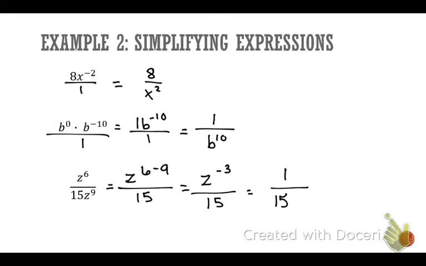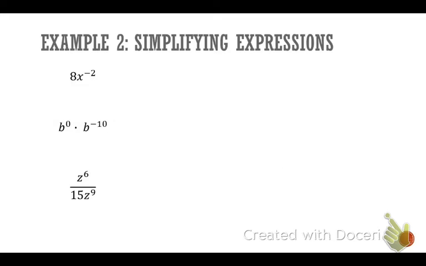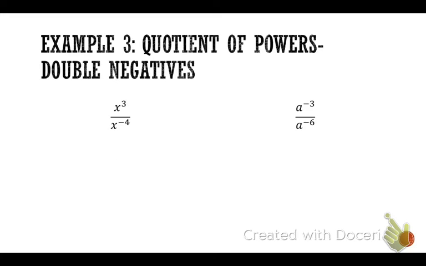All right. 15 does not move. Did 15 have a negative exponent? No. Keep it where it is. Every term is its own individual term. If it doesn't have a negative exponent, leave it alone. Don't bother it. Okay? All right.